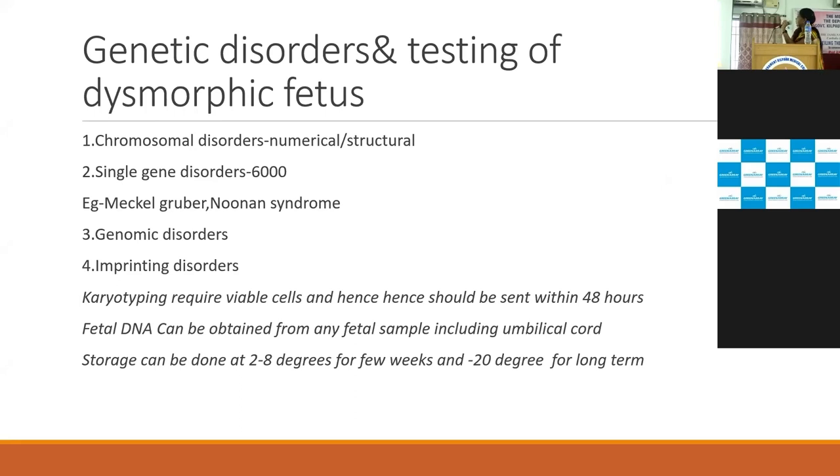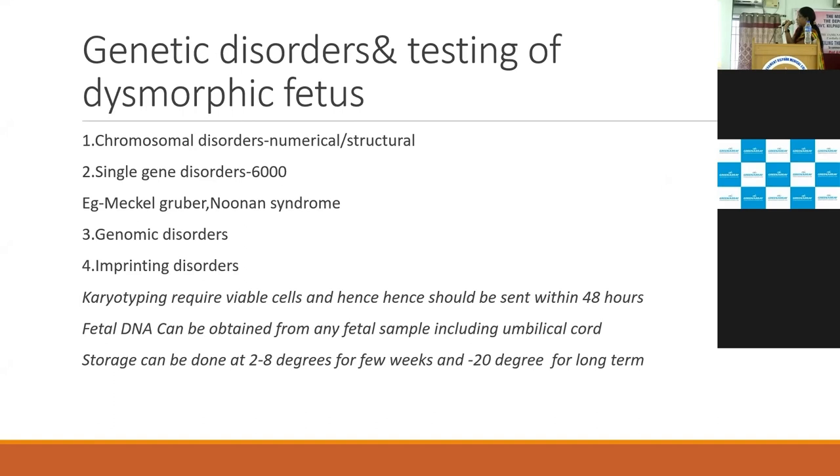So, the testing of a dysmorphic fetus: which disorder to test for what? The common genetic disorders that lead to dysmorphism are chromosomal disorders, which can be numerical or structural chromosomal disorders. Single gene disorders, about 6,000 are there. Genomic disorders and imprinting disorders. These are the broad classification: chromosomal, single gene, genomic and imprinting disorders.